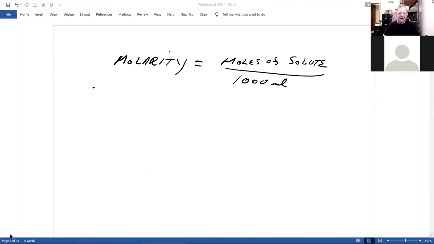All right, now, molarity is abbreviated by the letter capital M. And how do we show the molarity of a solution using capital M? You will see on bottles in the stockroom at COD, bottles of liquids, and on the label, it will say something like this.